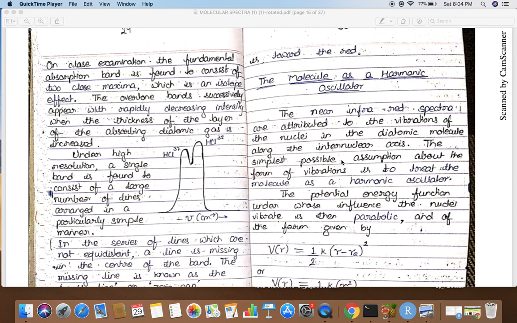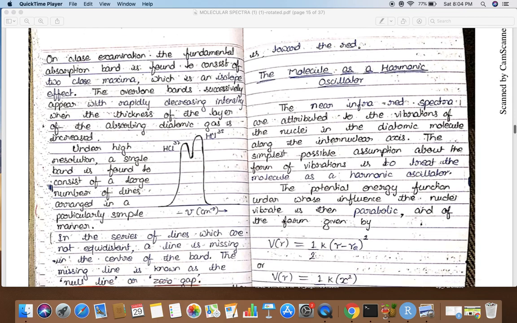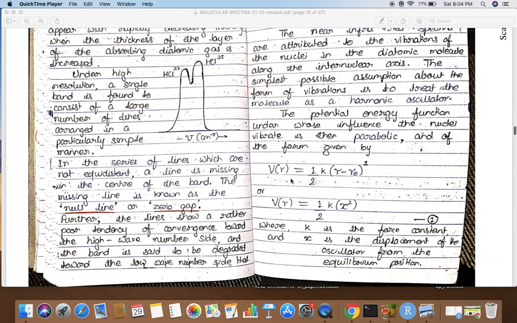of a harmonic oscillator is parabolic. So the potential for such a molecule we can define: V(r) = 1/2 k(r − Re)², or V(r) = 1/2 kx², where k is the force constant, x is the displacement of the oscillator from the equilibrium position, and Re is the equilibrium internuclear distance.